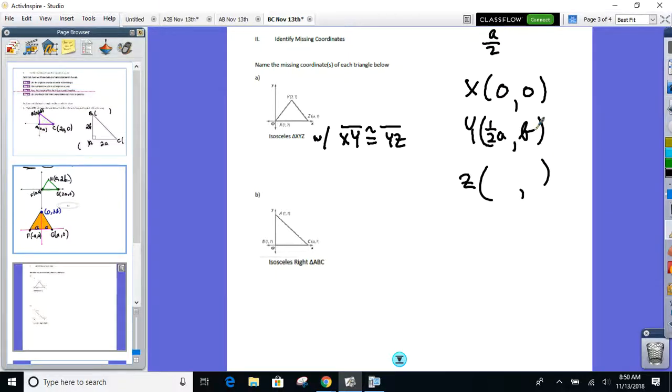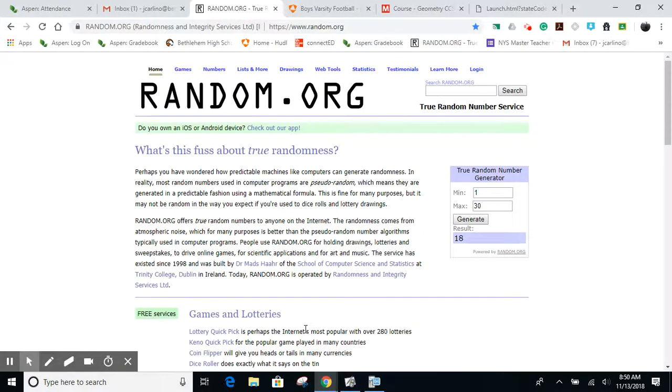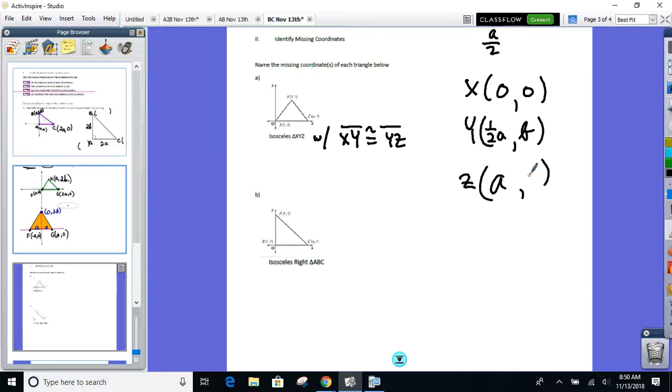And then how about coordinate Z is A, comma, it's on the x-axis. Let's not get fancy. Y coordinate of Z, 0. It's on the x-axis. Questions there?